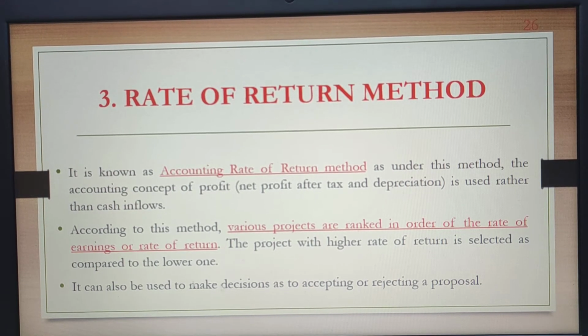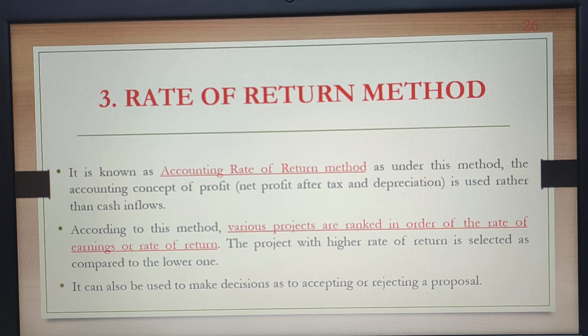This is our fifth video on capital budgeting decision. In this lecture, we will learn about rate of return methods. Now, without wasting time, let's move towards our topic, that is the rate of return method.